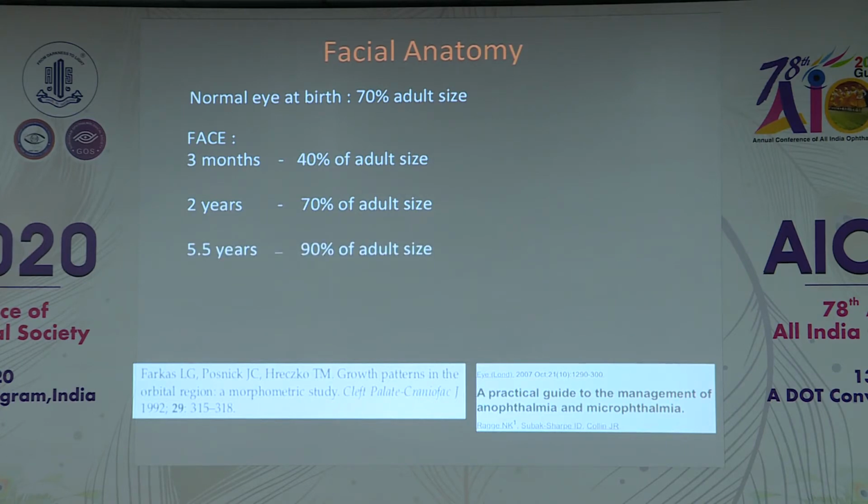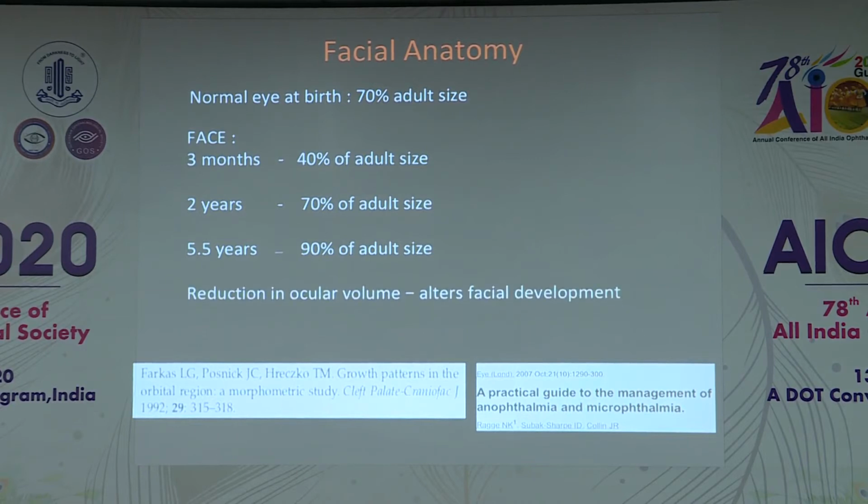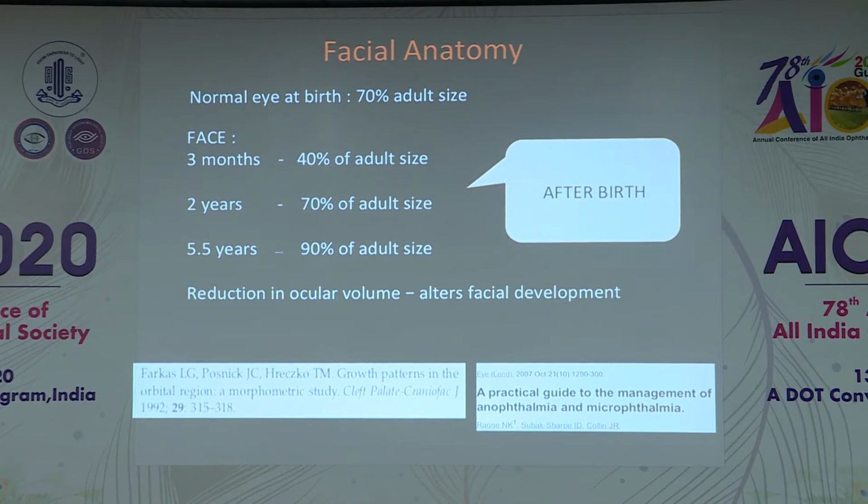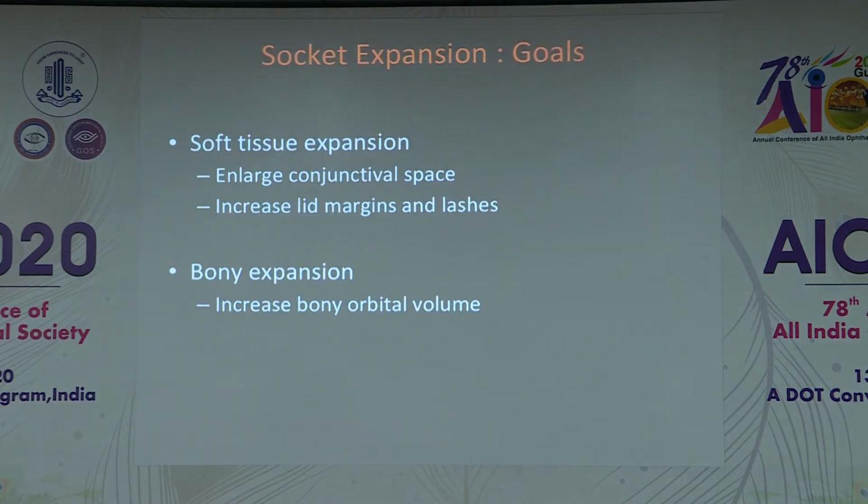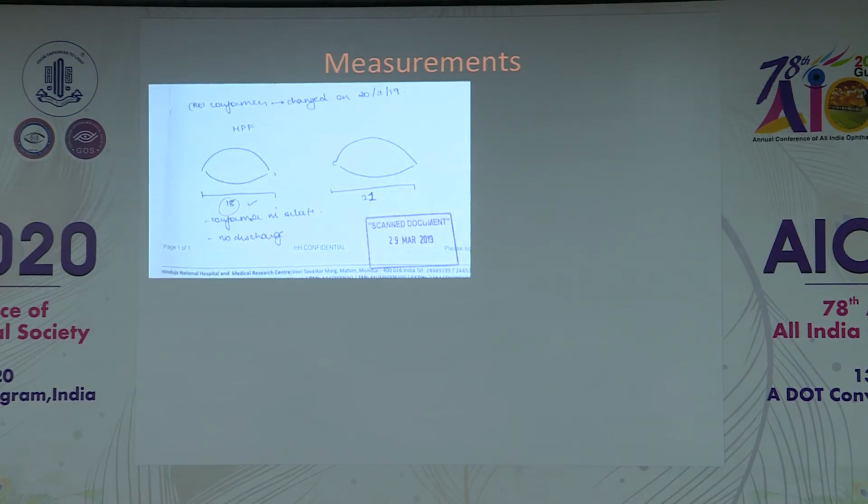To summarize, when a pediatrician has referred a case to you, what you really need to harp on, if you're attached to a hospital, is that the treatment has to start now. You have to work on the orbit between the ages of birth, or 3 months, and 5 years, which is when you have the potential to expand the orbital cavity. Expansion is done with the goal to increase the soft tissue, which is the eyelid and conjunctival space, and a bony expansion.